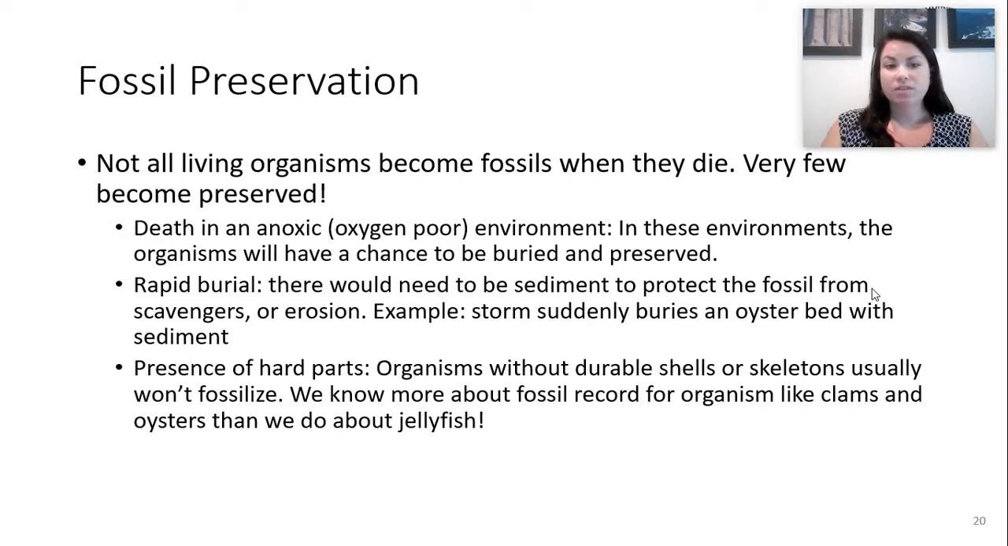You'd also have to have the presence of hard parts. So organisms with durable shells or skeletons are the ones that we see, like shells and oysters and bones. Things that don't have those hard parts are not preserved. We have a much better understanding of clams than we do about jellyfish, because jellyfish are not as well preserved, because they don't have that shell. So there's a few instances here of what makes a fossil more preserved.